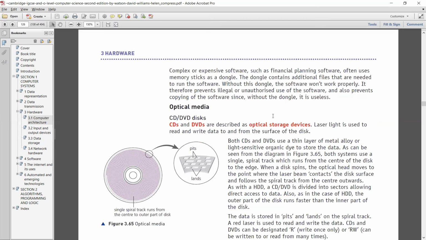Now moving on to memory sticks, you can see it's a form of SSDs, and then there is optical media. Any questions before I proceed to optical media, CDs and DVDs?